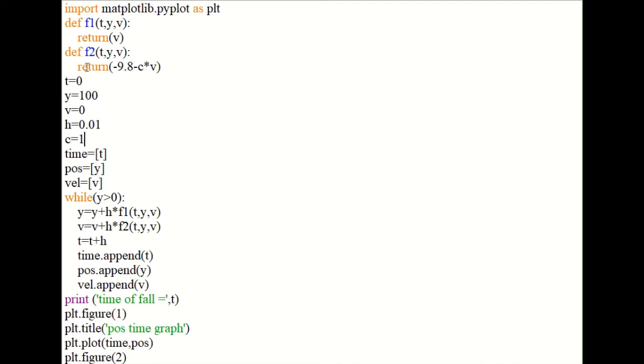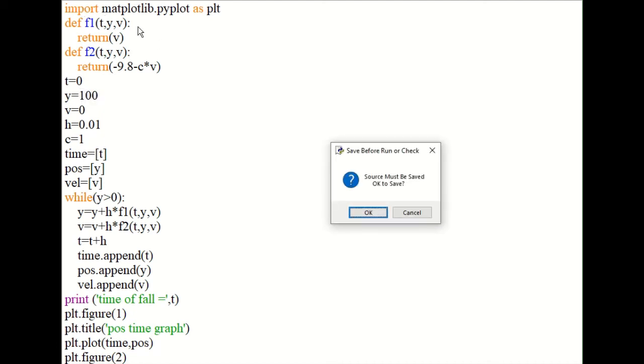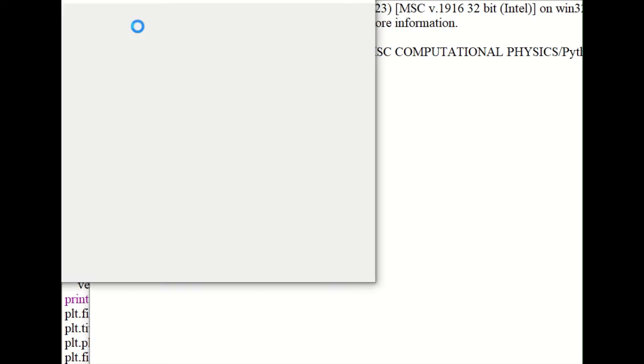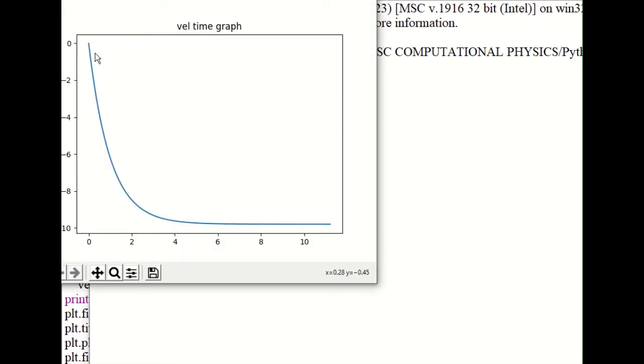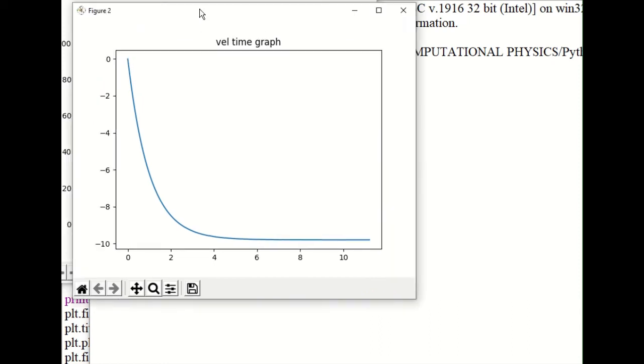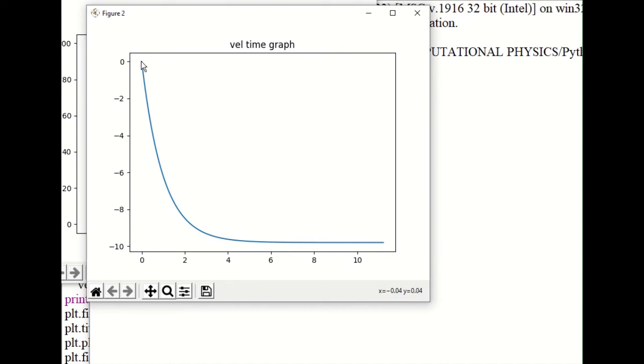I made only these two changes. So let me run the code. I consider a sufficiently large height, and let me see how the result is. I'm going to run this. Okay, you can see one interesting result. You can see that in the velocity time graph, the velocity begins with 0 and it increases in magnitude. It is negative because it is in the downward direction. So it keeps on increasing and increasing.